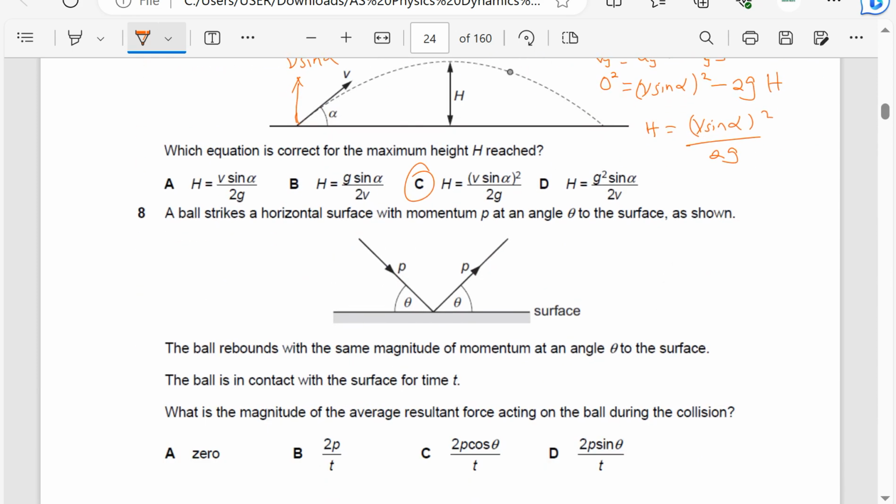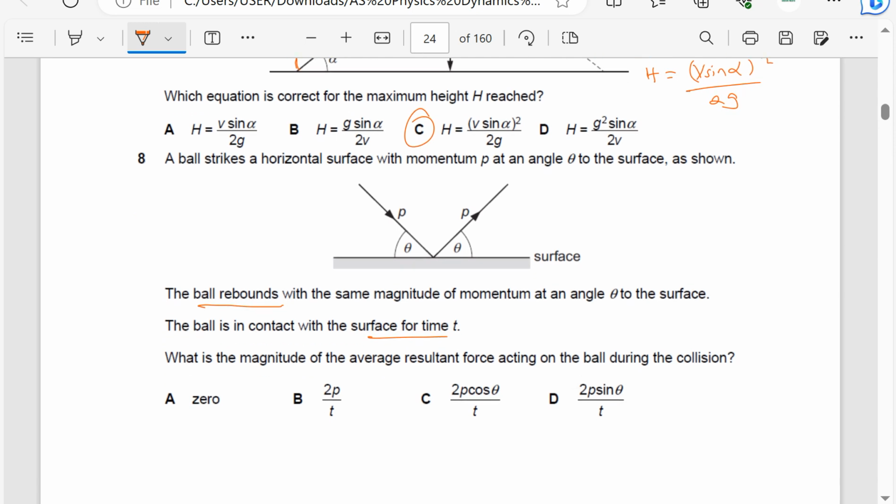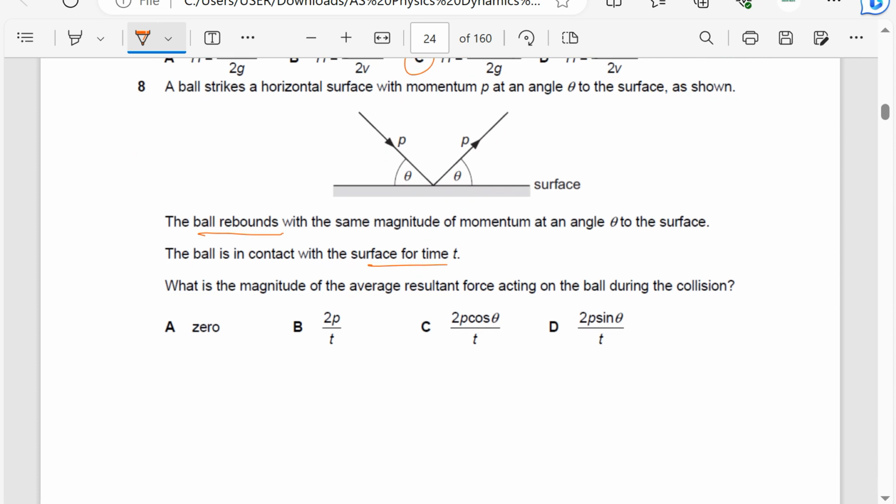A ball strikes a horizontal surface with momentum p at an angle theta to the surface, as shown. The ball rebounds with the same magnitude of momentum at an angle theta to the surface. The ball is in contact with the surface for time t. What is the magnitude of the average resultant force? I want you to note that resultant force is equal to the rate of change of momentum.